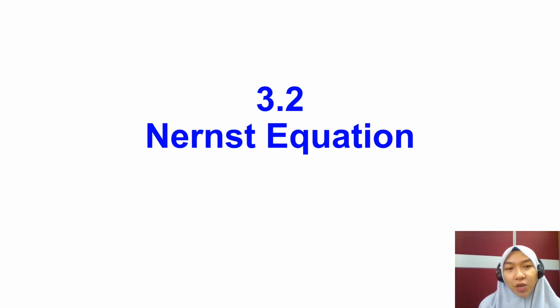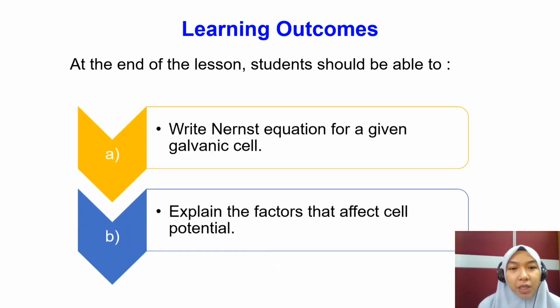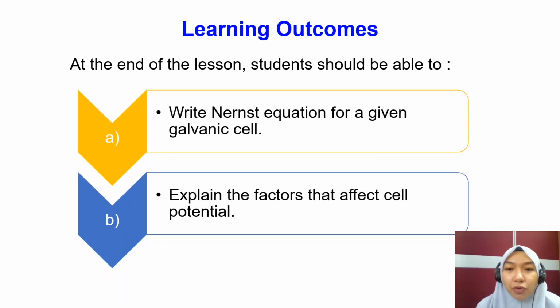3.2 Nernst equation. Learning outcomes. At the end of this lesson, students should be able to, first, write the Nernst equation for a given galvanic cell. Second, explain the factors that affect the cell potential.